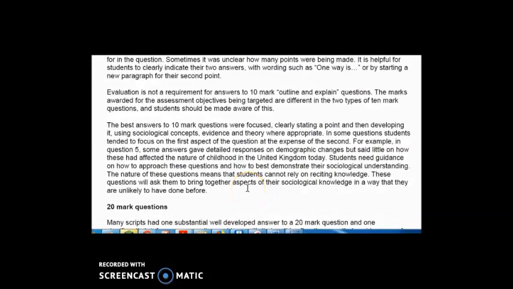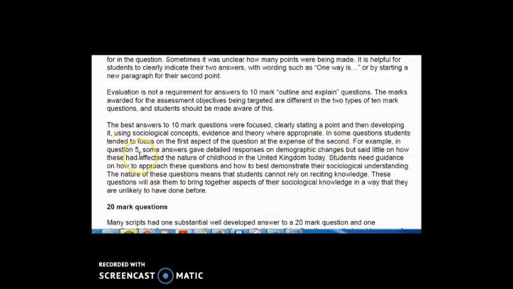And lastly, the best answers to a 10 mark question are focused, clearly stating the point, developing it, using sociological concepts, evidence and theory where appropriate. In some questions, students tend to focus on the first aspect of the question at the expense of the second. Remember, on a 10 mark outline and explain, you have got to show application between part A and part B. So unless you do that, you are not going to be scoring highly.